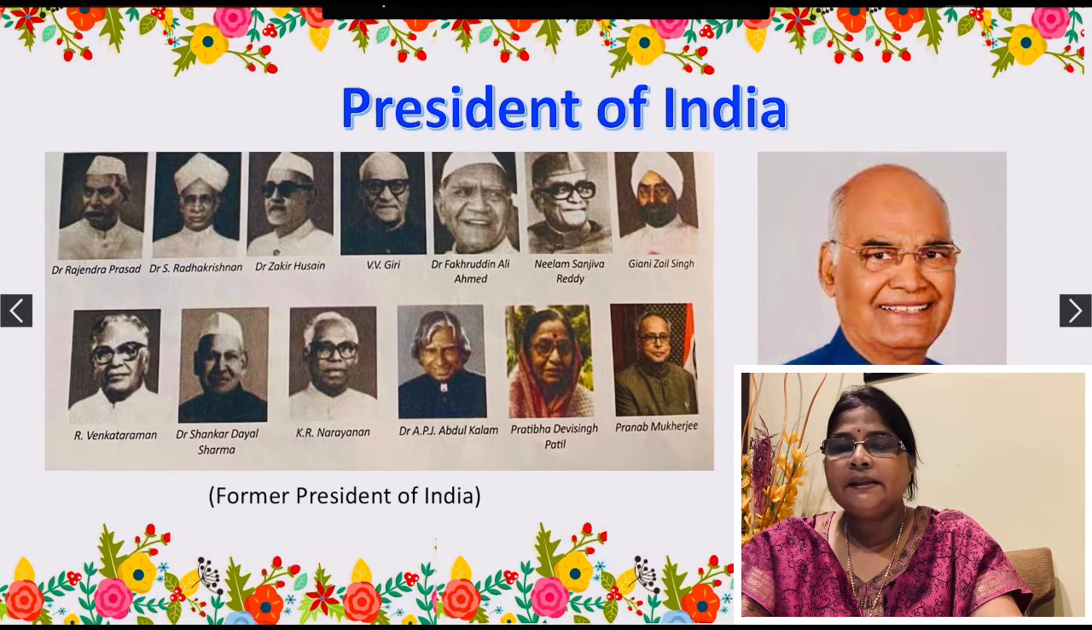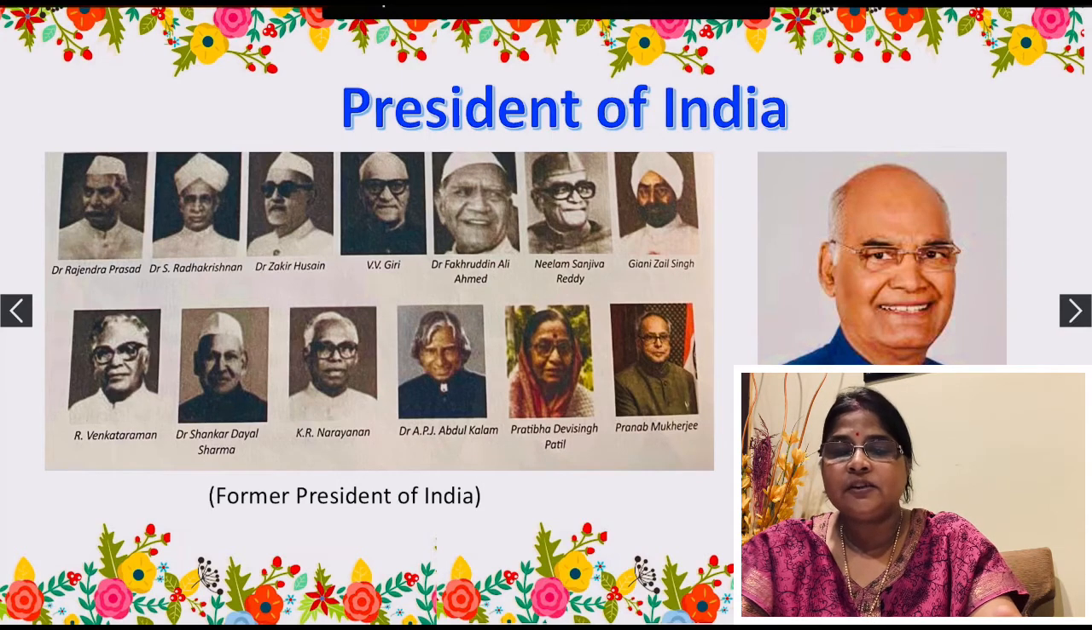What are the qualifications to become the President of India? Must be a citizen of India, must attain the age of 35 and above, must be a mentally sound person, must not hold office of profit under any government, must be qualified to become a member of Lok Sabha. These are the qualifications.